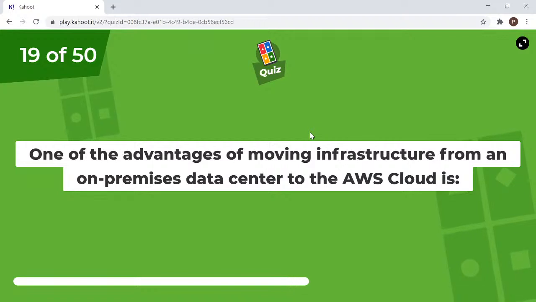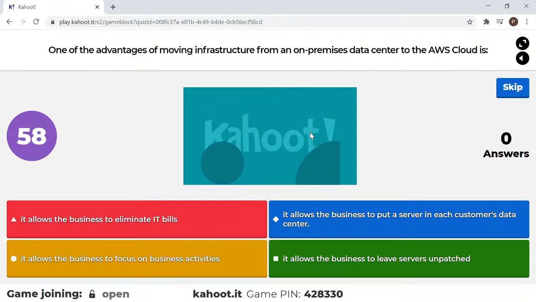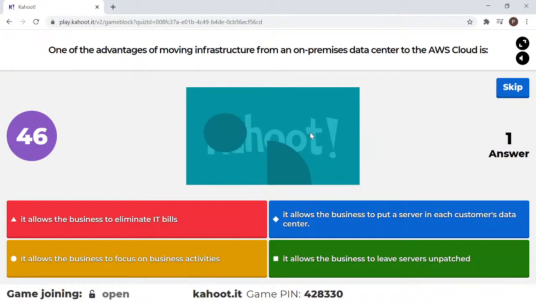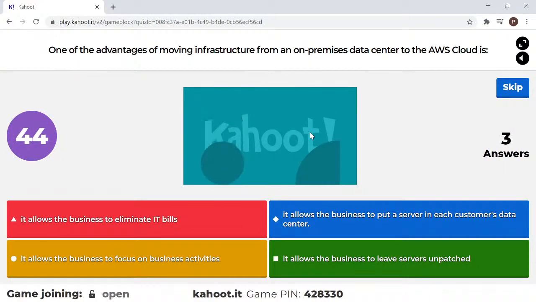One of the advantages of moving infrastructure from an on-prem data center to the AWS cloud is: it allows the business to eliminate IT bills; it allows the business to put a server in each customer's data center; it allows the business to focus on business activities; it allows the business to leave servers unpatched.